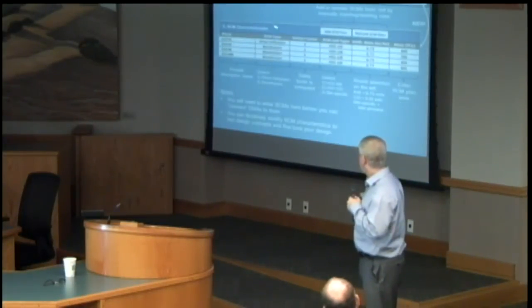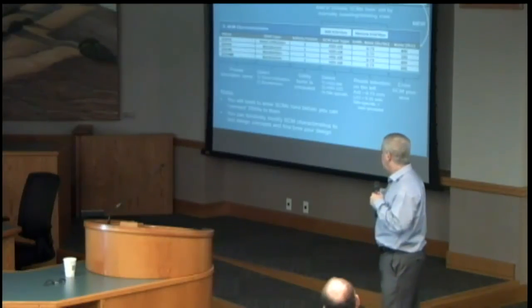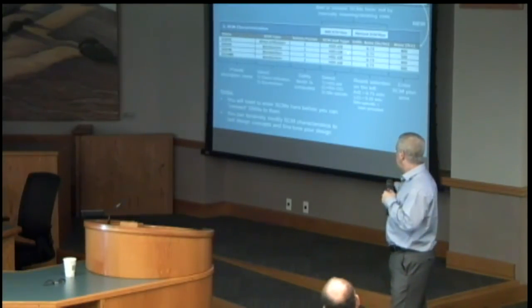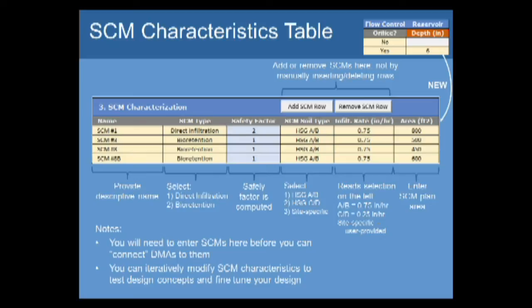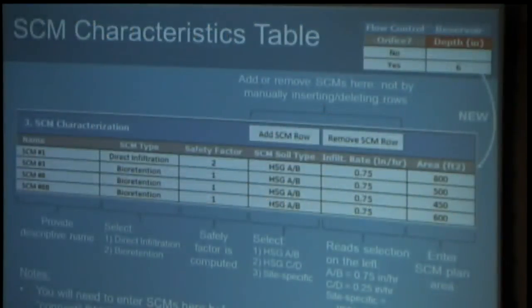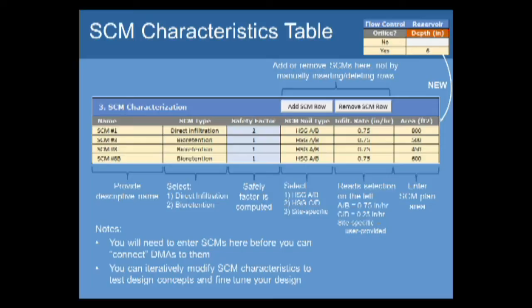Okay. So next, going through SCMs again, use names that are consistent, drop-down list to say its type, soils for the property, and the soils for the property will automatically generate an infiltration rate, and then an area for the SCM itself. And then up in the top right, because it didn't fit, we have a new option that's going to be part of the next release, where you can specify whether there will be a flow control orifice associated with the bioretention basin, and if so, what is the depth or the volume in that surface storage reservoir.